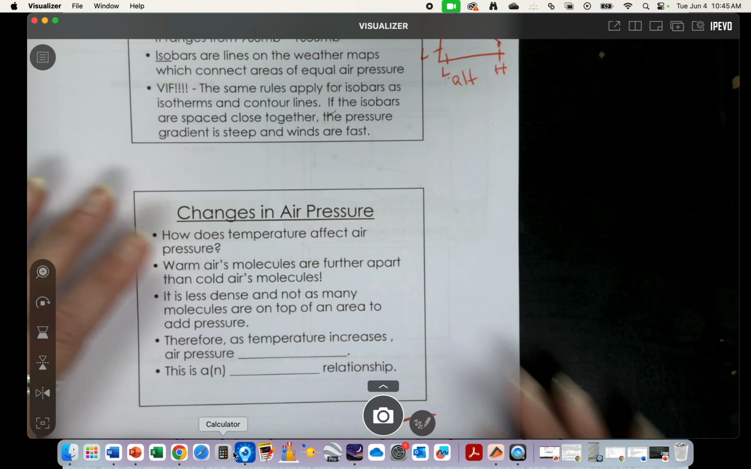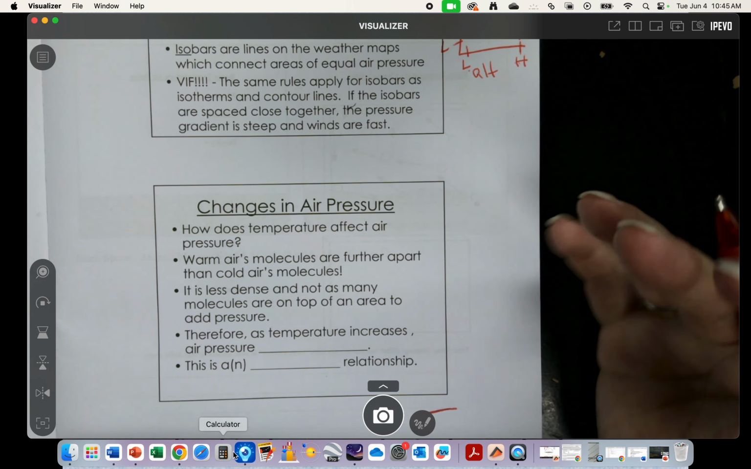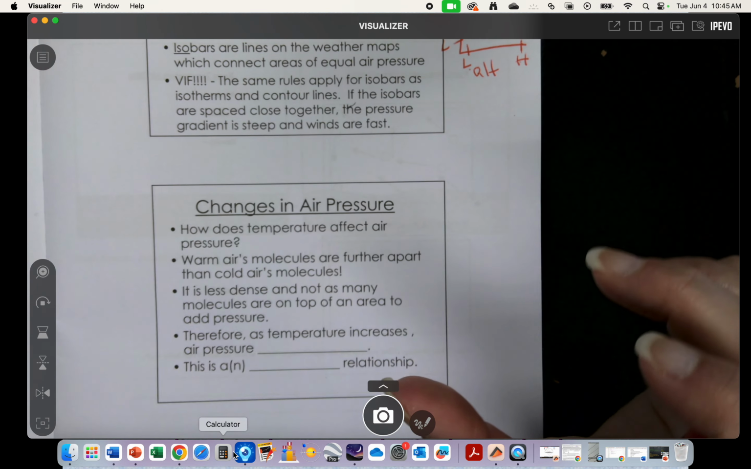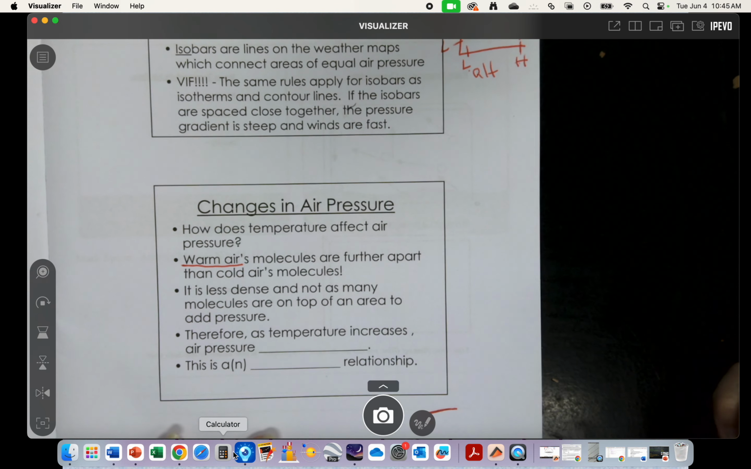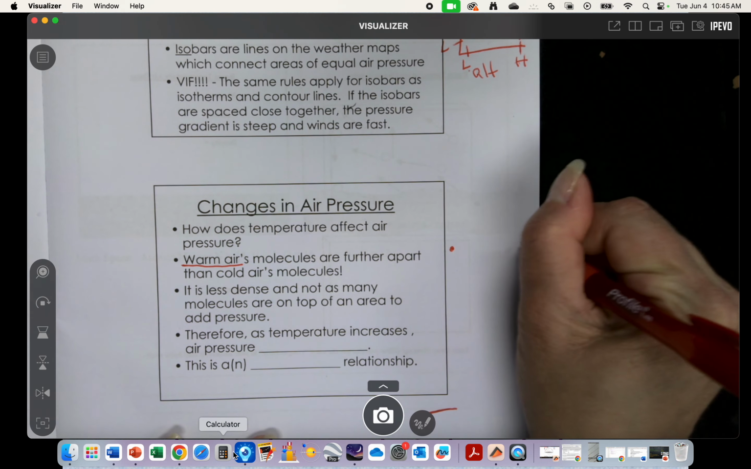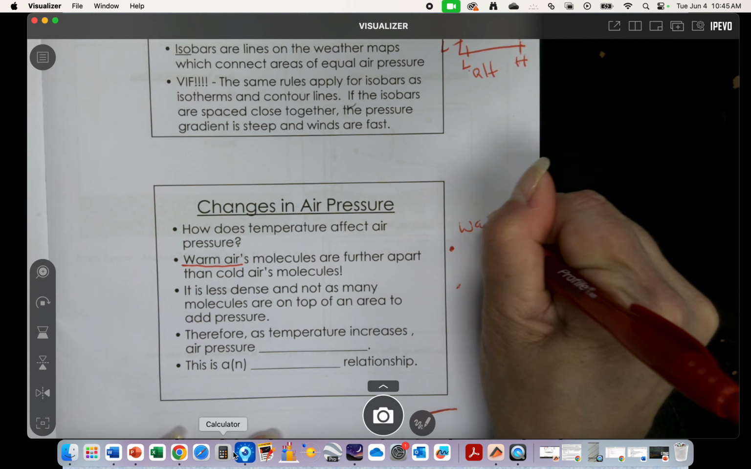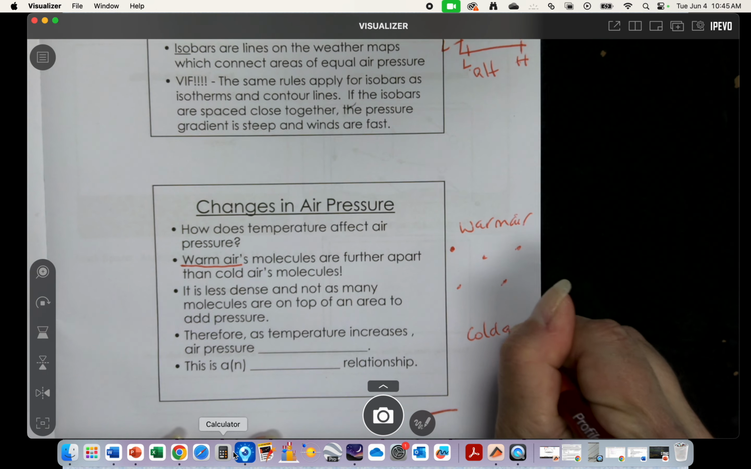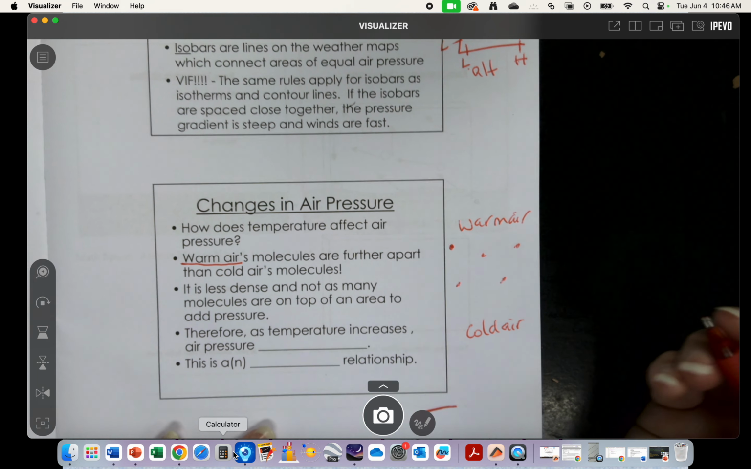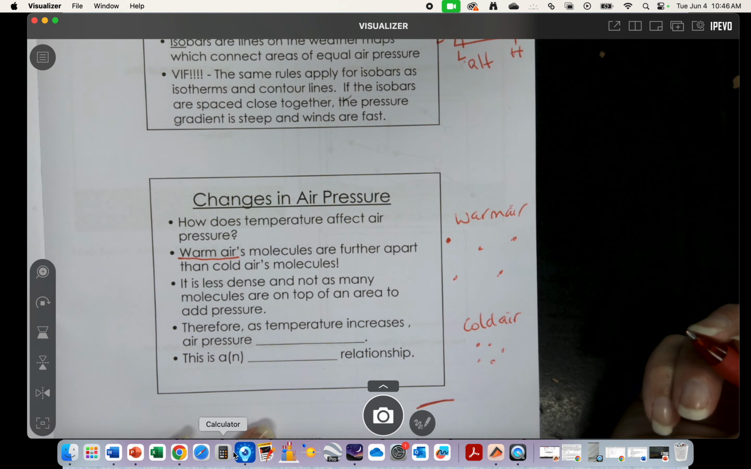All right? Now, then we started talking about temperature. How does temperature affect air pressure? So we really have to think about density. We're going to be applying density a lot. If we think about warm air, warm air's molecules are very, very far apart. This is warm air. What about cold air molecules? What about their distance away from each other? Cold air molecules are closer together because it's denser.